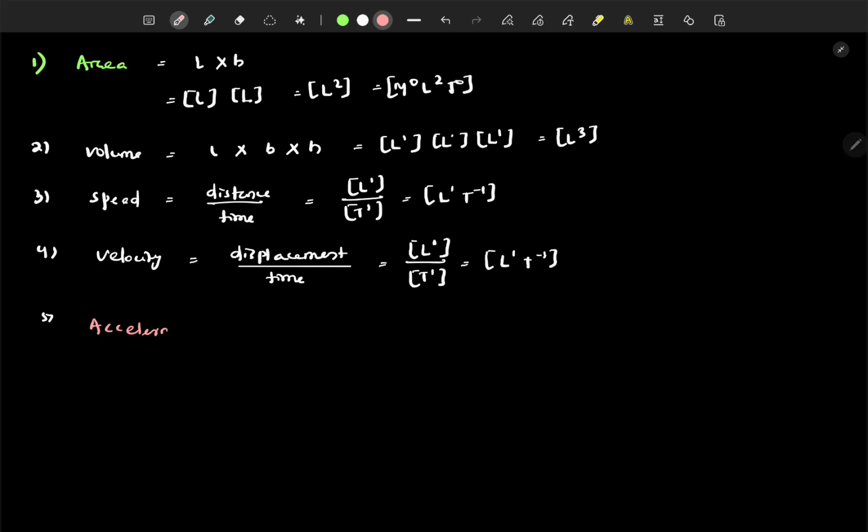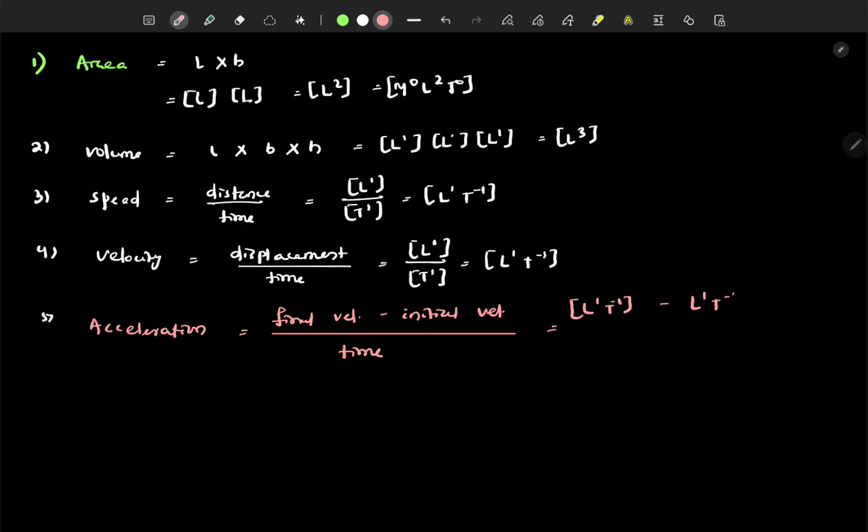Here one interesting thing is there. For acceleration, the formula is final velocity minus initial velocity divided by time. Final velocity means one type of velocity, that is L1 T minus 1. Then initial velocity is also L1 T minus 1, divided by time. Time is T1.